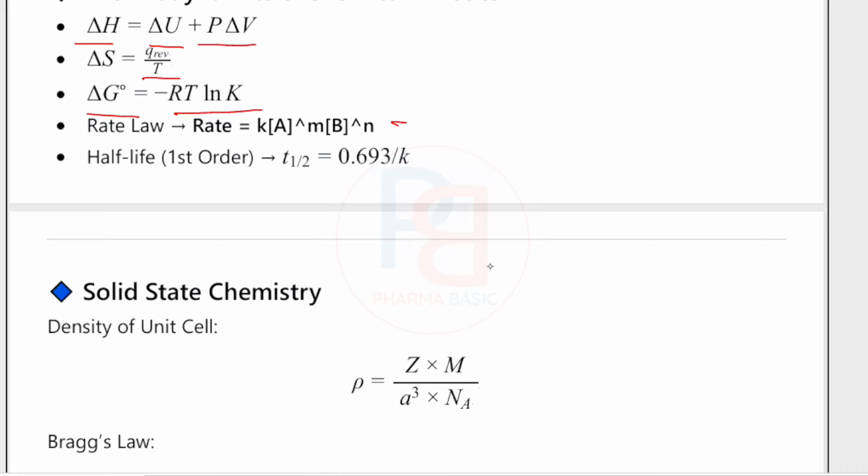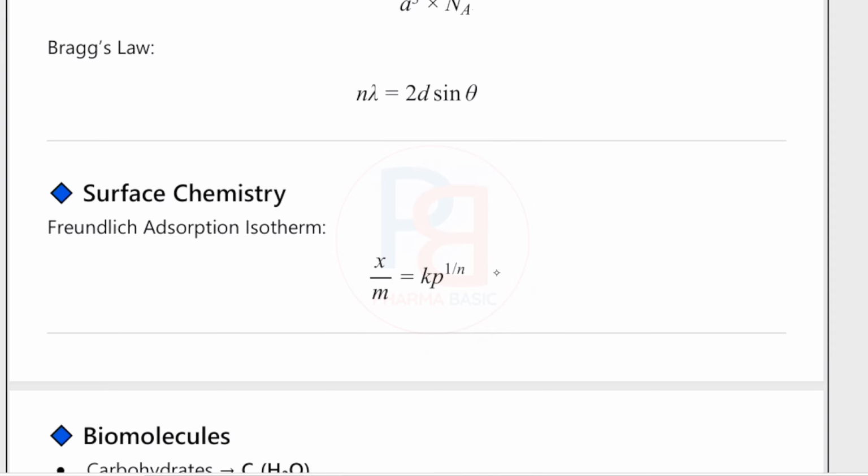Rate law. Rate is equal to K into concentration of A to the power m into concentration of B to the power n. Half-life, t half is equal to 0.693 by K. Density of a unit cell, rho is equal to Z into M by a cube into Na. Bragg's law, n lambda is equal to 2d sin theta.